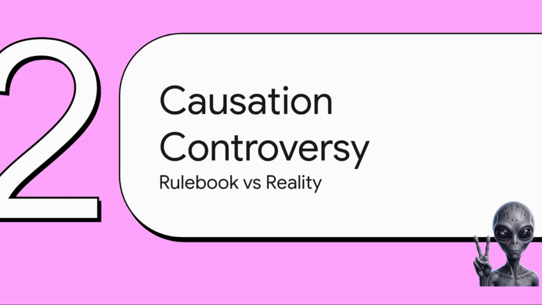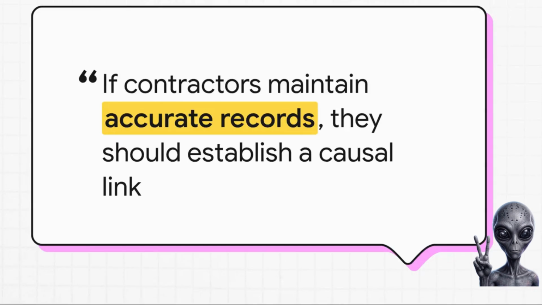Moving right along to Section 2, the causation controversy, the rule book versus reality. Now, the Society of Construction Law does not pull any punches when it comes to this topic. Their 2017 Delay and Disruption Protocol firmly discourages global claims. Their stance is crystal clear. If you, as a contractor, maintain accurate and comprehensive records from day one, you should be fully capable of establishing a clear causal link. In their eyes, having poor contract administration or a disorganized filing cabinet is absolutely never a valid excuse to just bypass proper causal linking and slap a massive global claim on the employer.